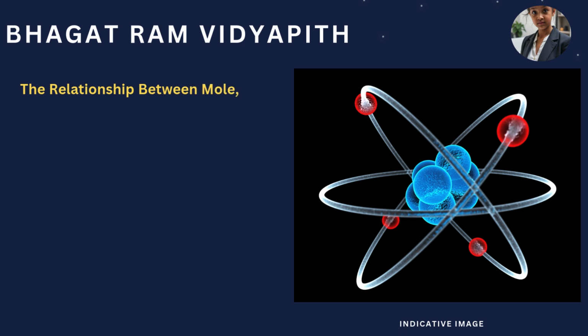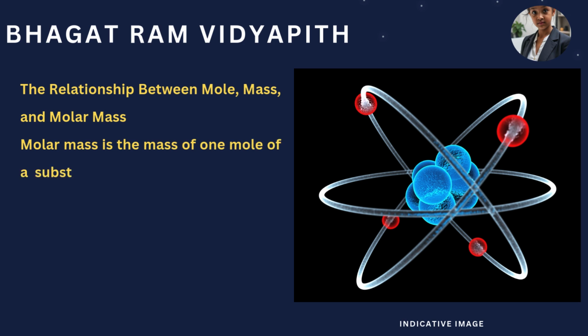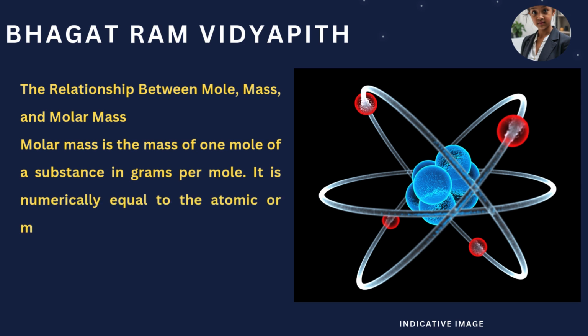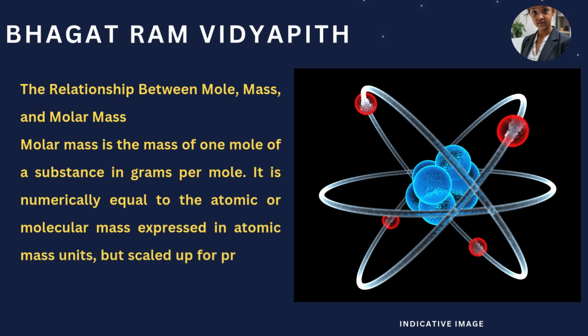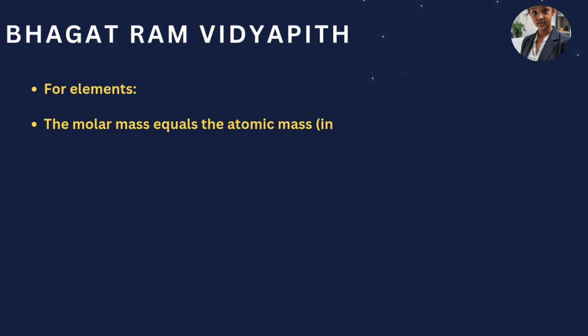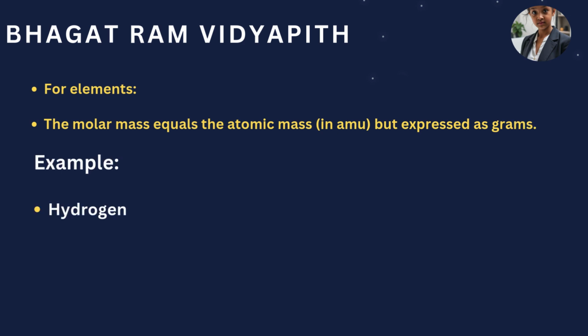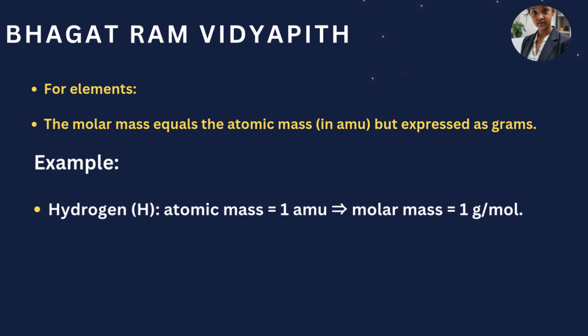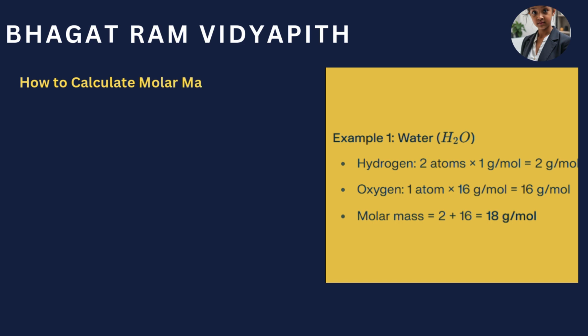The relationship between mole, mass, and molar mass. Molar mass is the mass of 1 mole of a substance in grams per mole. It is numerically equal to the atomic or molecular mass expressed in atomic mass units, but scaled up for practical use. For elements, molar mass is equal to the atomic mass in grams per mole. For example, hydrogen has an atomic mass of 1 atomic mass unit, so its molar mass is 1 gram per mole.